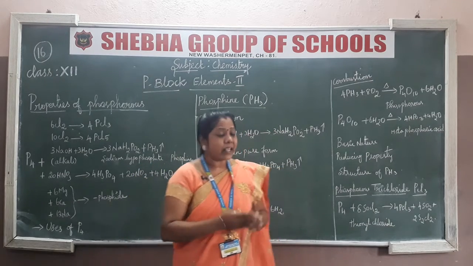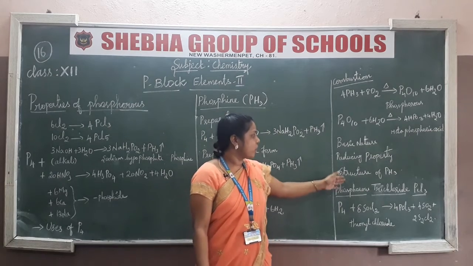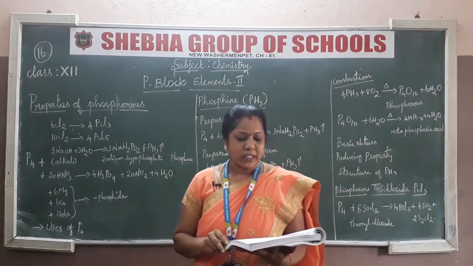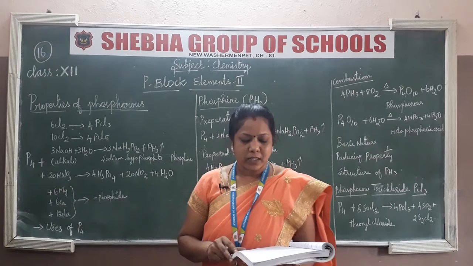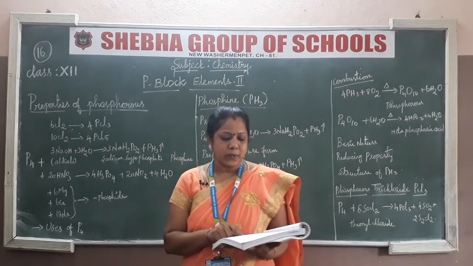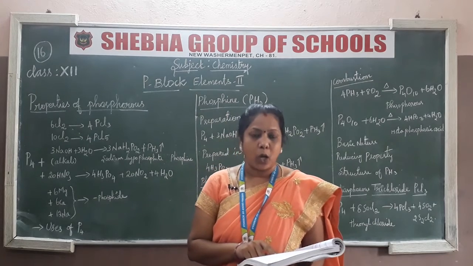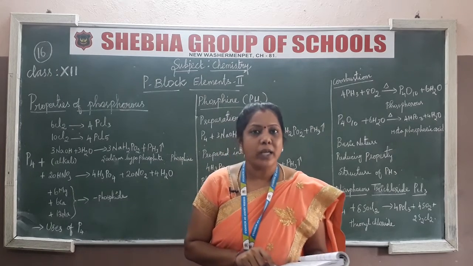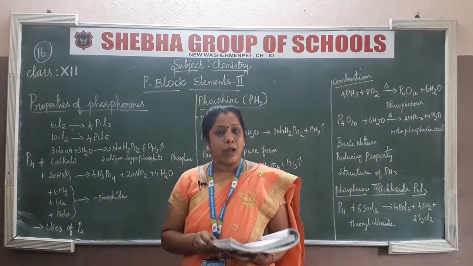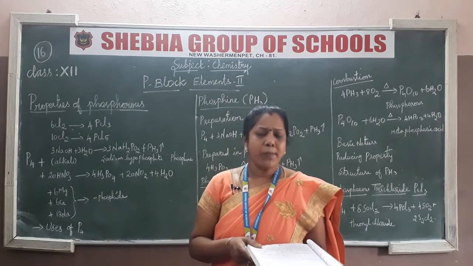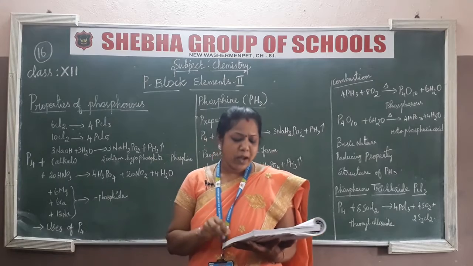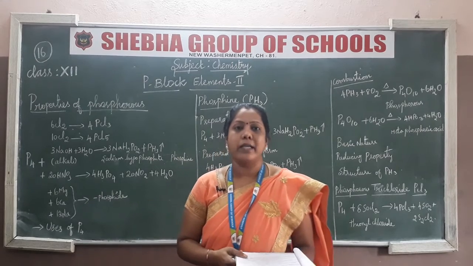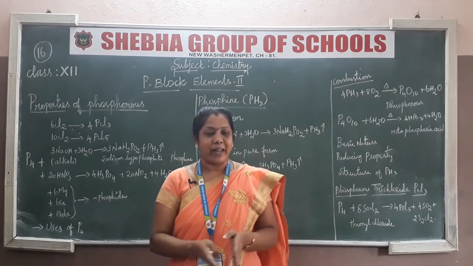And now move on to the basic nature, the reducing property, as well as the structure of phosphine. The basic nature: phosphine is weakly basic. It forms a phosphonium salt, that is phosphonium iodide, PH4I. It reacts with hydrogen iodide, and we get the phosphonium salt, and similarly with other halogen acids too. And then the reducing property: when silver nitrate reacts with phosphine, we get silver phosphide and nitric acid, that is HNO3. Okay, these are the properties of the nature of phosphine.